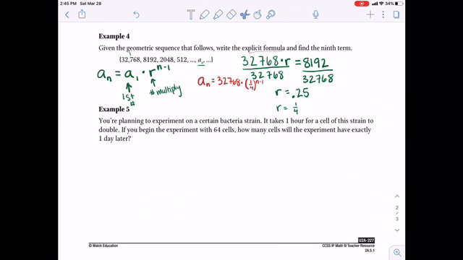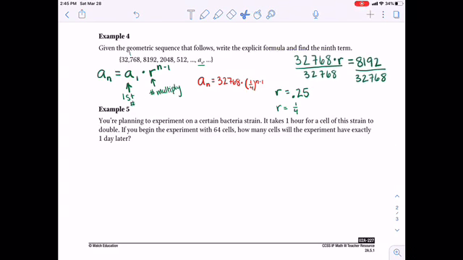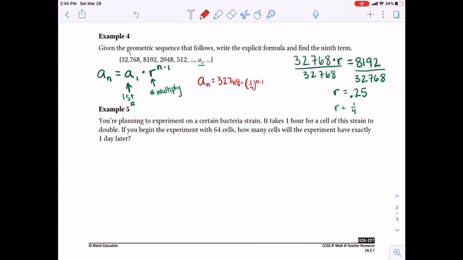And I'm just going to go ahead and scoot this over so that I have some space to finish this problem. There we go. Sorry about that.